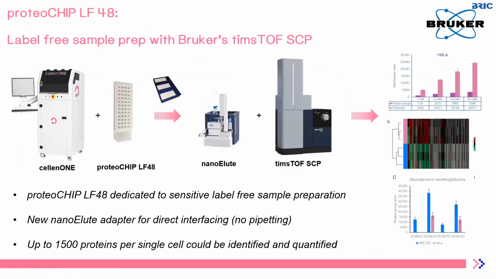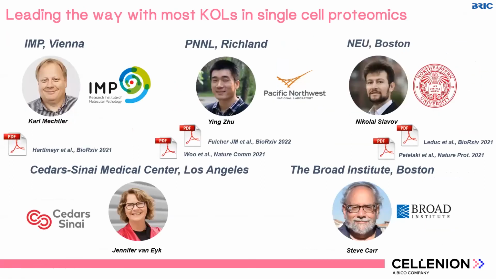So we are currently collaborating with Bruker. We developed a new chip containing 48 wells for 48 single cells. And again, we developed a little adapter that allows us to interface directly with their liquid chromatography before injection in the timsTOF. And with this method, we can detect up to about 1,000 and quantify up to 1,500 proteins per single cell. We have the chance to be working with all the leaders in the field of single-cell proteomics.